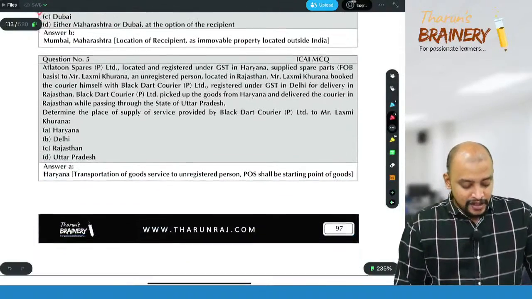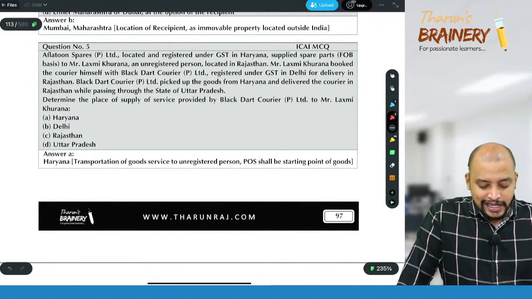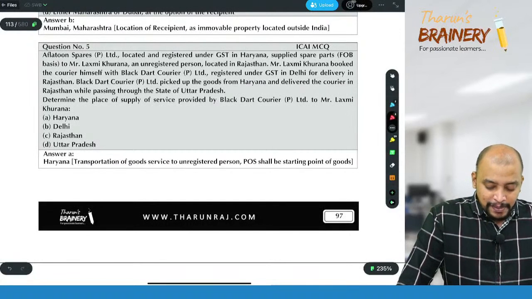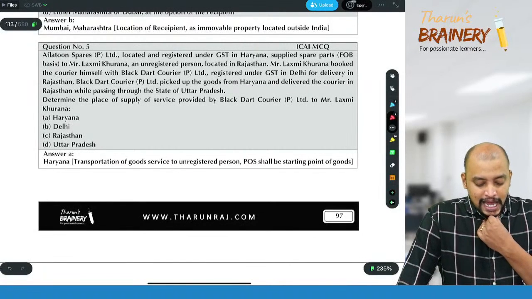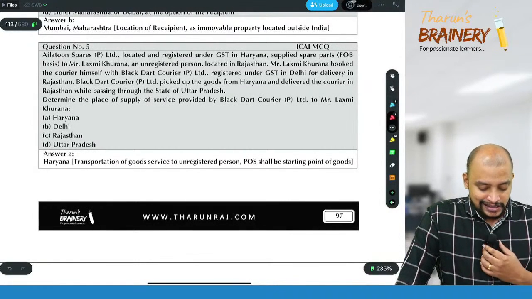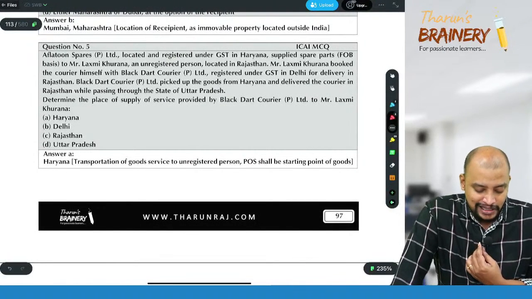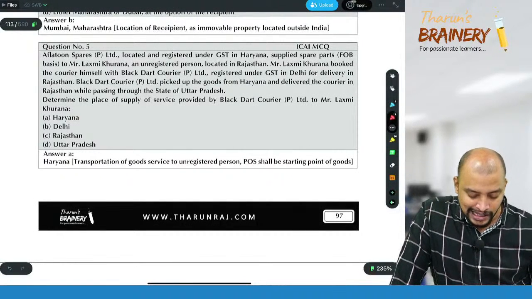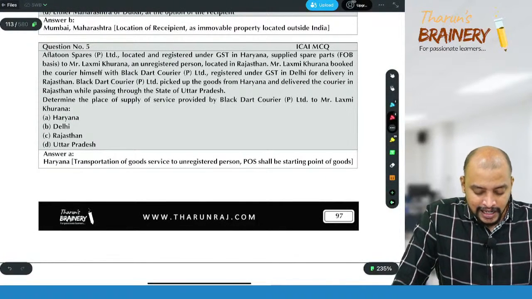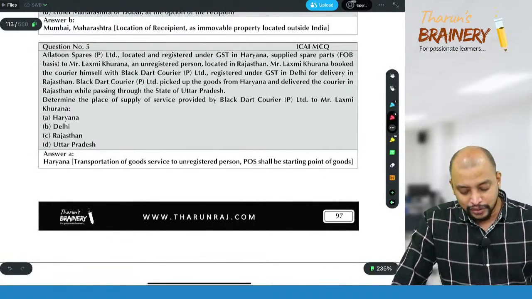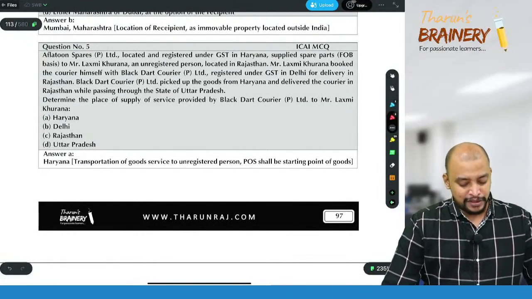Then next, question number 5. Aflatun Spares Private Limited, located and registered under GST in Haryana, supplied spare parts on FOB basis to Mr. Lakshmi Kurana, an unregistered person located in Rajasthan. Mr. Lakshmi Kurana booked the courier himself with Black Dot Courier Private Limited, registered under GST in Delhi, for delivery in Rajasthan. Black Dot Courier Private Limited picked up the goods from Haryana and delivered the courier in Rajasthan while passing through the state of Uttar Pradesh.